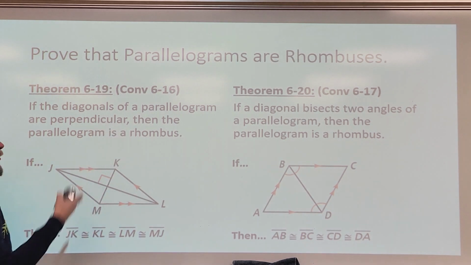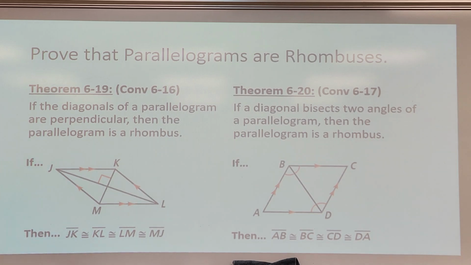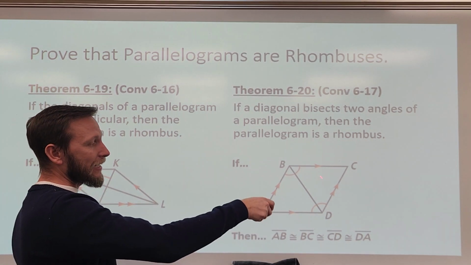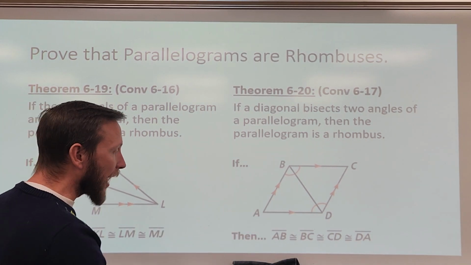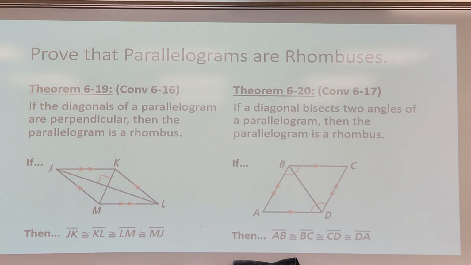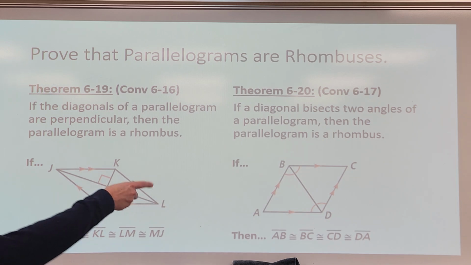It is a special parallelogram if these diagonals are perpendicular. All right? In theorem 620, the converse of theorem 617, if the diagonal bisects the opposite angles, then that parallelogram has to be a rhombus. It must be a rhombus. The proof on this is a little bit easy.